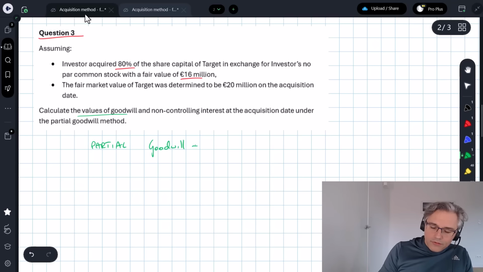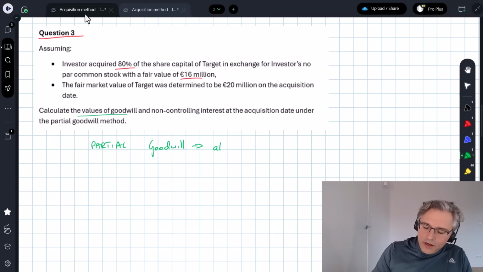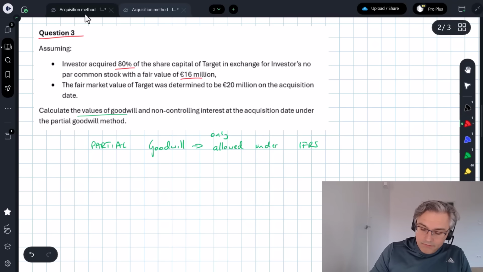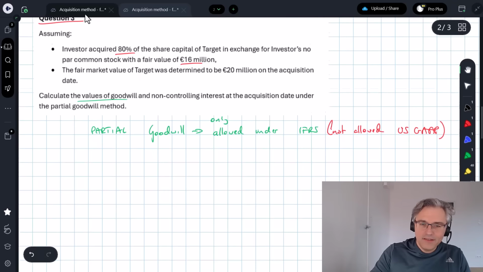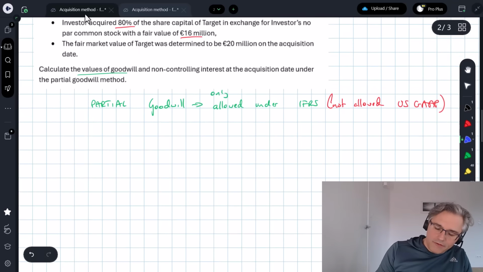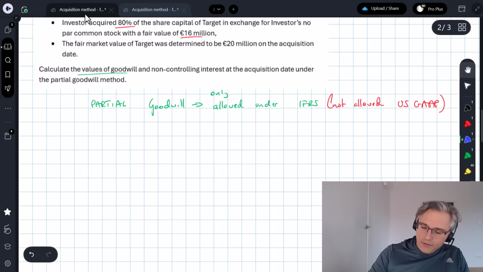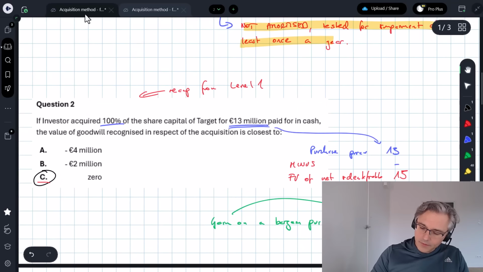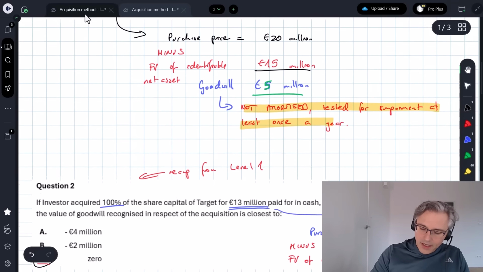Please note that partial goodwill, and the examiners love these kinds of questions, is only allowed under IFRS. It's not allowed under US GAAP. Know that difference. Examiners love to test you on that kind of thing. And under this method, you pretty much follow the same logic as we did before. We had the purchase price, right? And we deducted the fair value of the identifiable net assets.